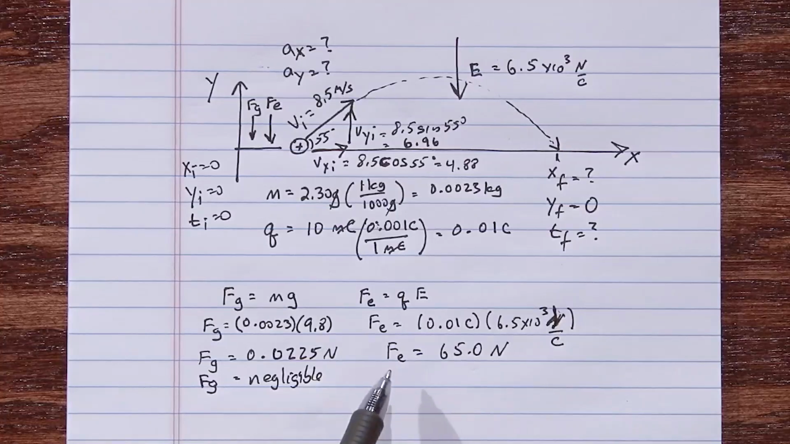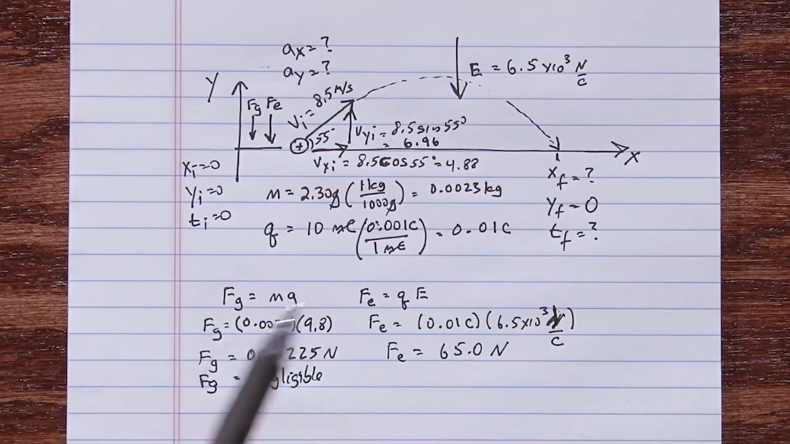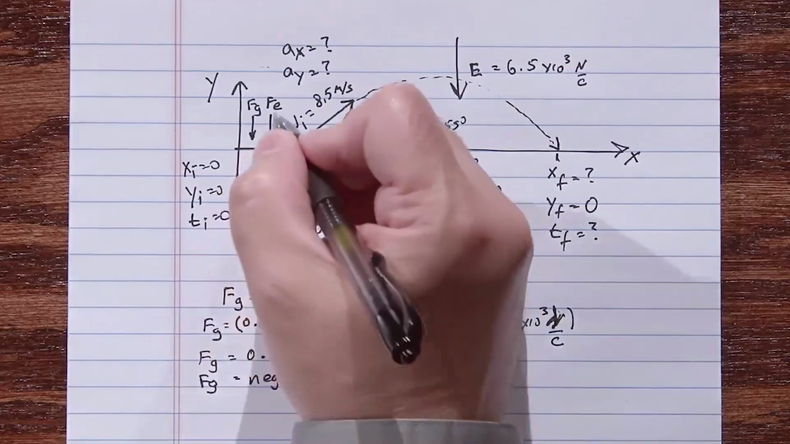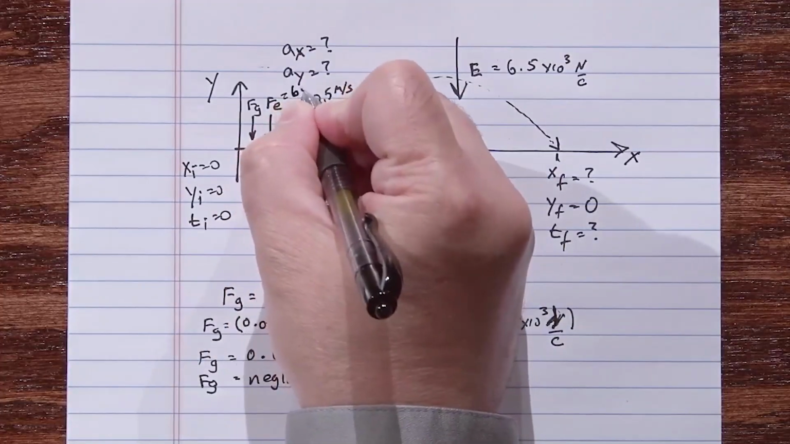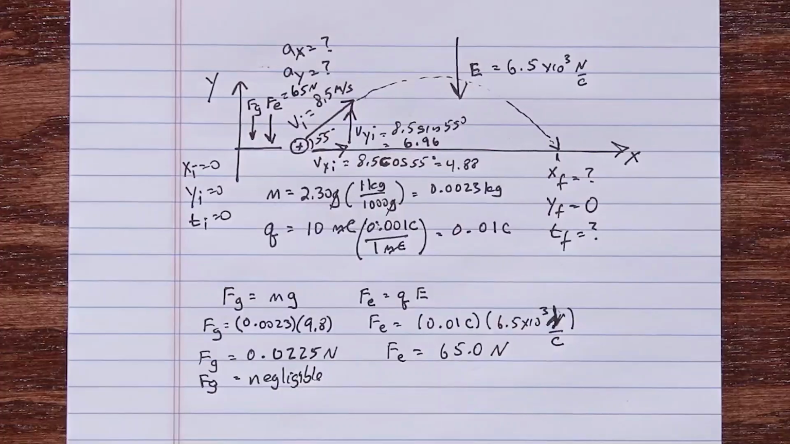So we will go with the only force on the particle being the electric force. Fg is just too small for us to worry about. It's within the round-off error of Fe. Okay, so now we know that Fe is 65 newtons.